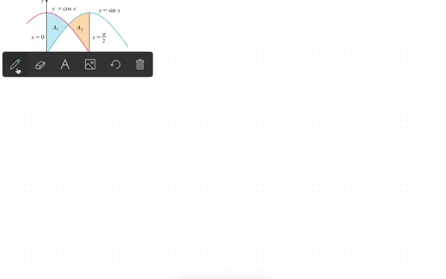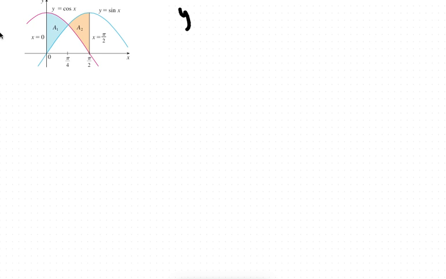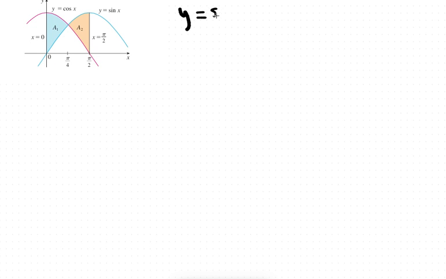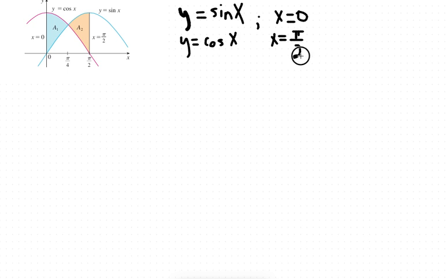I'm going to write out the question actually. So find the area of the region bounded between y equals sine x and y equals cos x. The boundary, this should give you a boundary, is going to be x equals 0 to x equals pi over 2. So the first thing you should do is actually graph this.